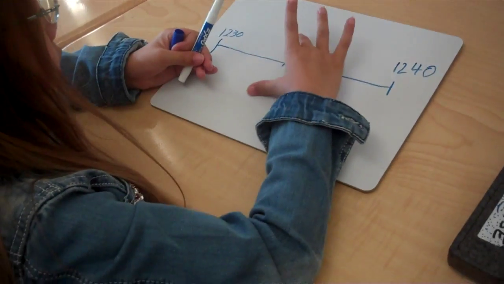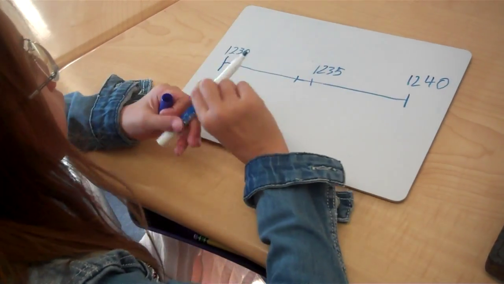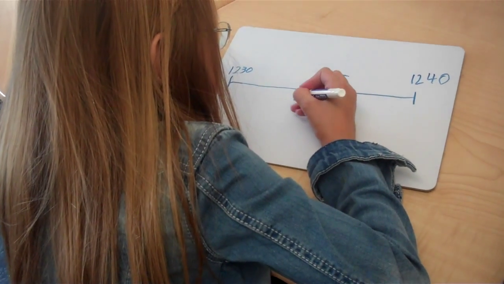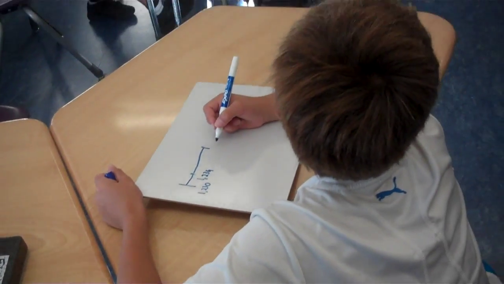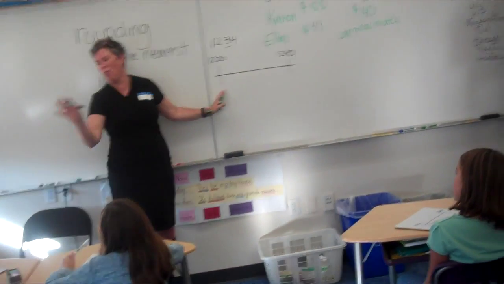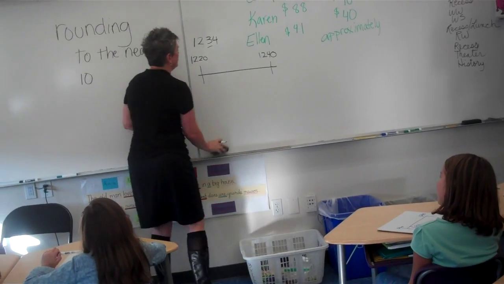So our number is between these two on the number line. Yes or no? True or false? True. What if I said, is our number between these two on the number line? Yes. Is it a good way to round to the nearest 20? No. It's a little harder, isn't it?